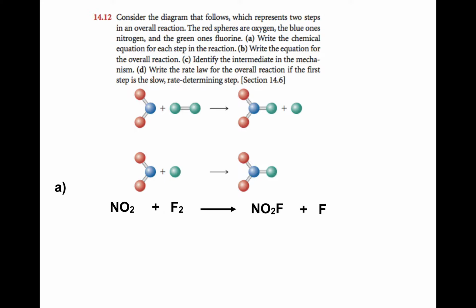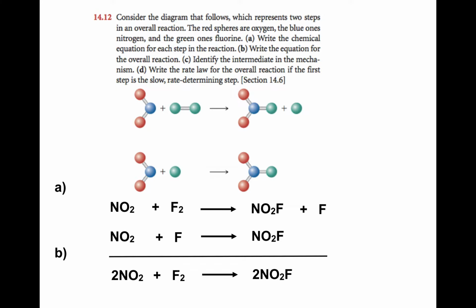Step 2, this fluorine radical that we made during the first step slams into another nitrogen dioxide and makes another NO2F. So it's a two-step mechanism. The rule is when you add these two steps together, you have to get the overall equation. So 2 moles of NO2 reacting with 1 mole of fluorine makes 2 NO2F. Okay.